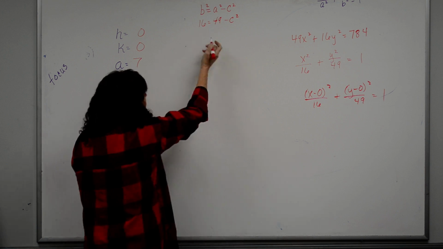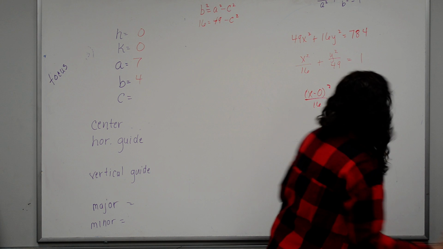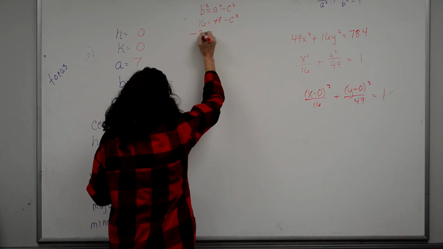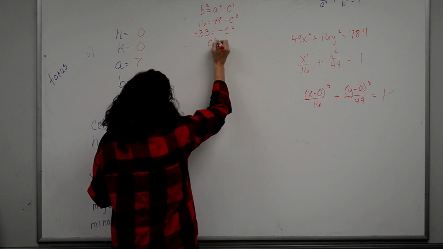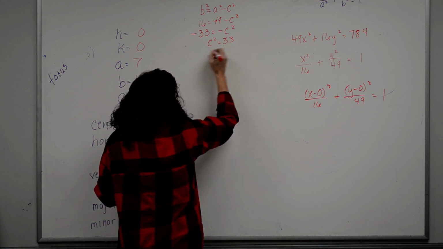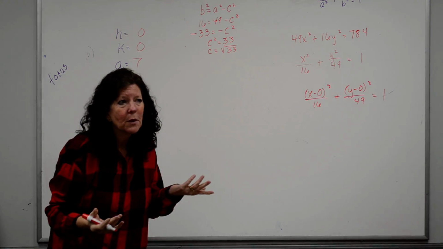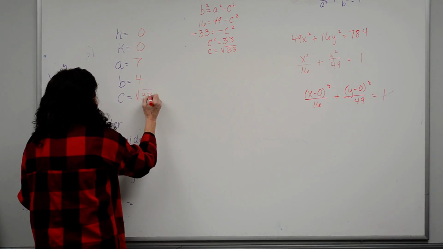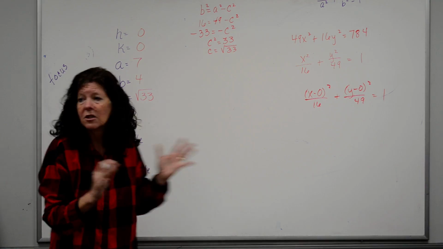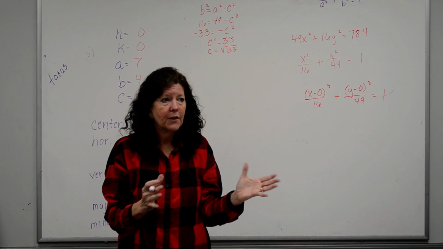Okay, so I'm going to subtract. When I subtract, what do I get? 16 minus 49. Negative 33. Good. Negative 33 equals negative c squared. So c squared is equal to 33. Well, I can't break that down. I'm just going to leave it as the square root of 33. Okay? So that's what my c is. All right, so now I have everything. Just like with a parabola, now all I have to do is go down my cheat sheet and fill in.